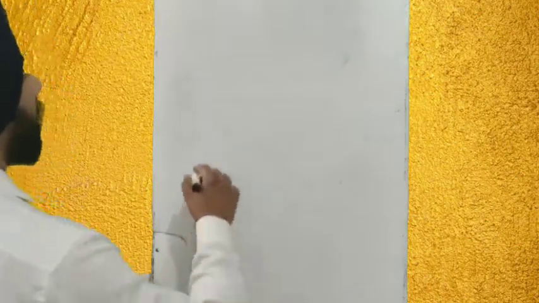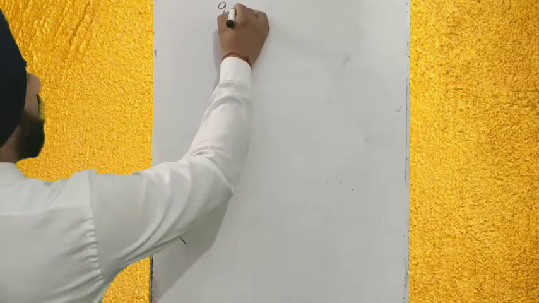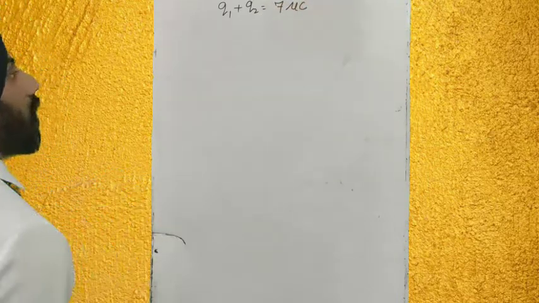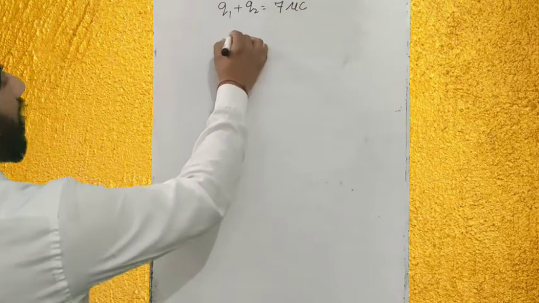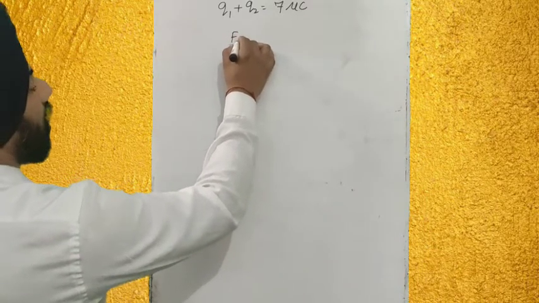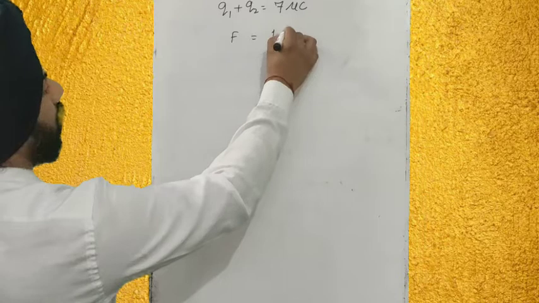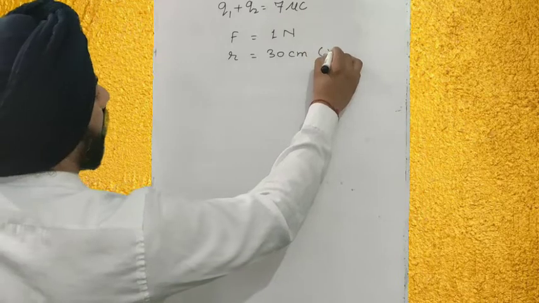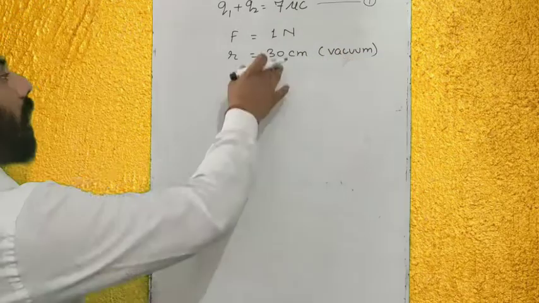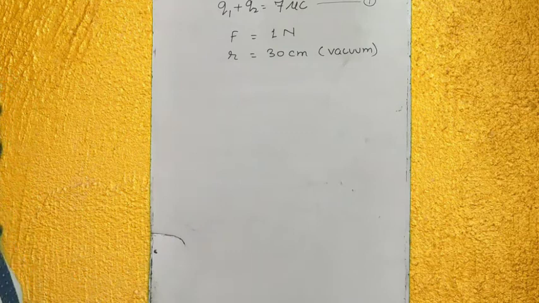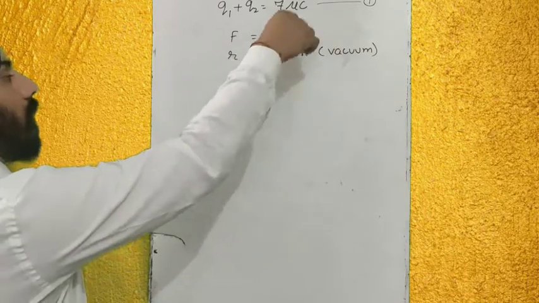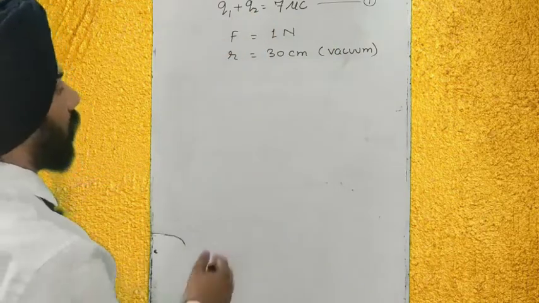So here I am solving this question. The sum of two charges, Q1 plus Q2, is equal to 7 microcoulomb. They are repelling each other with a force of 1 Newton when kept at 30 centimeter apart in vacuum. Here we will consider Q1 plus Q2 = 7 microcoulomb as equation number 1, and this we will take in the Coulombian force equation.